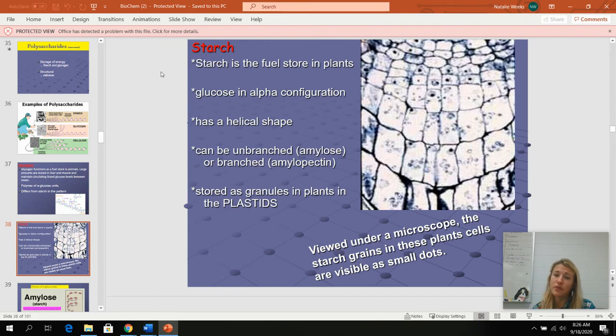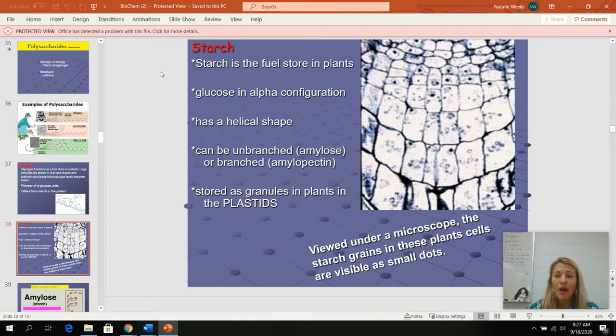So we have two different forms of that. We have amylose, which is the unbranched version, or amylopectin, which is the branched version. Amylopectin is actually really, really important if you are a jam or jelly maker. So I know during quarantine, quite a few people have gotten into canning.